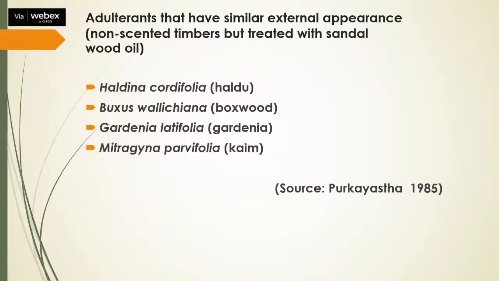Adulterants that have similar external appearance. These are all non-scented timbers. Earlier, whatever I have shown you is the scented timber, and these are all non-scented timber but treated with sandalwood oil. These are Haldina cordifolia, whose trade name is Haldu, then Buxus sempervirens or the boxwood, then Gardenia latifolia, which is called Gardenia, then Mitragyna parvifolia. So all these are non-scented wood, but they have a similar external appearance, which means they can have a similar color, similar texture and similar external appearance.